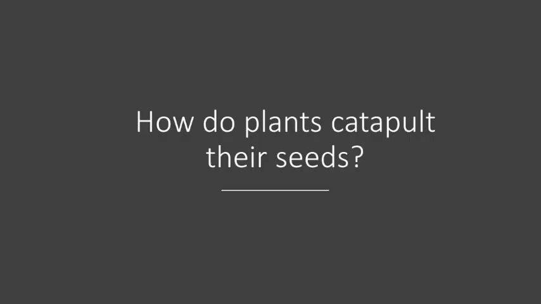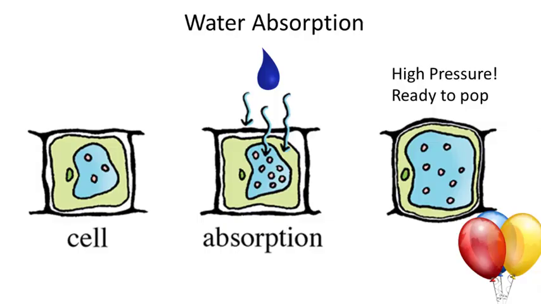So how do plants catapult their seeds? There are two main ways this happens. One is from water absorption. If you look at this picture here, you can see the cell, and that cell starts to absorb water, and it fills up with more and more water until that seed pod is ready to pop or burst. It's kind of similar to a balloon. If you fill up the balloon with too much water, that balloon will pop.